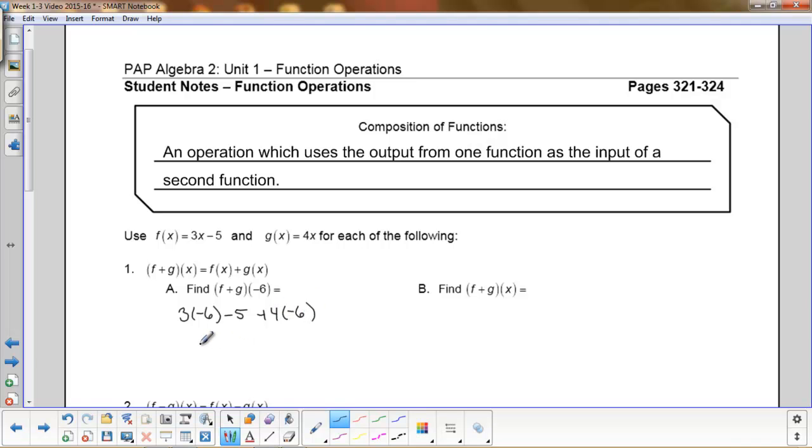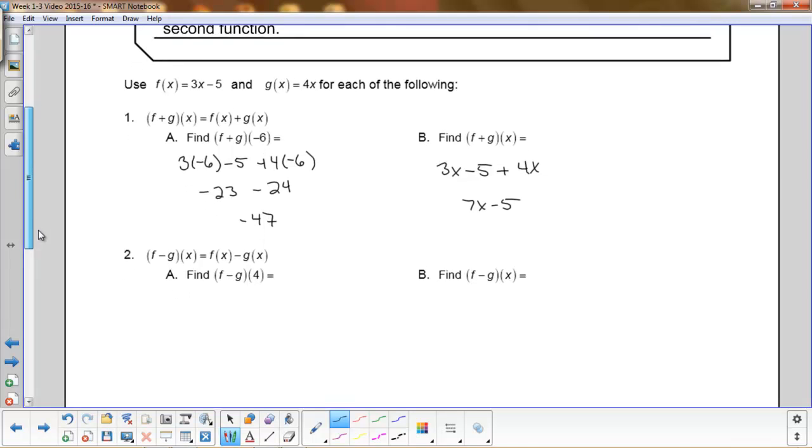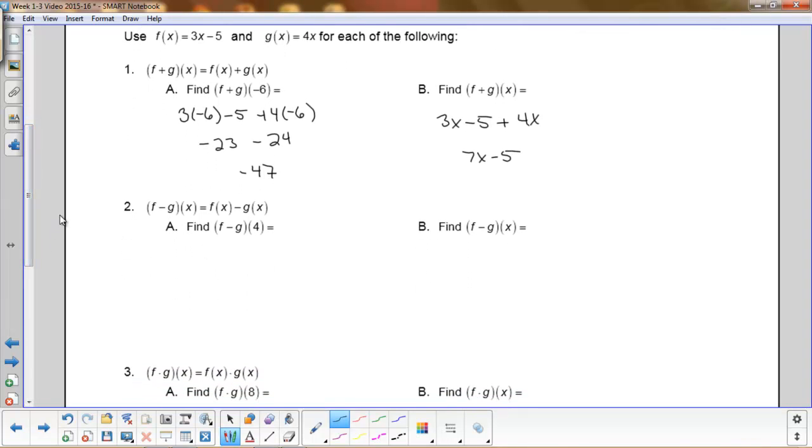I'm going to simplify my numbers, and finally the answer is 47. Keeping it generally with just the variable x looks like this. Combine like terms. Compositions of functions is not extremely difficult. You just have to pay attention to each of the symbols that you're using. We're going to have to refer back up to the top of the page for each one of these problems, so just remember we're always using 3x minus 5 and 4x regardless of which example we're working on.